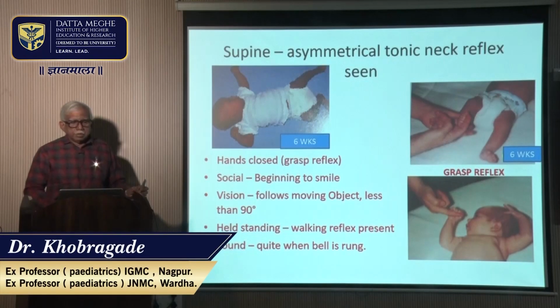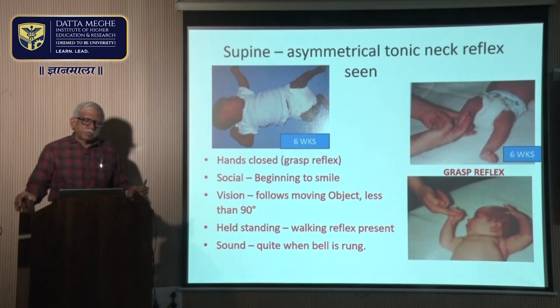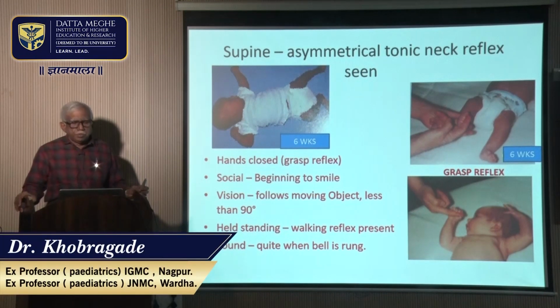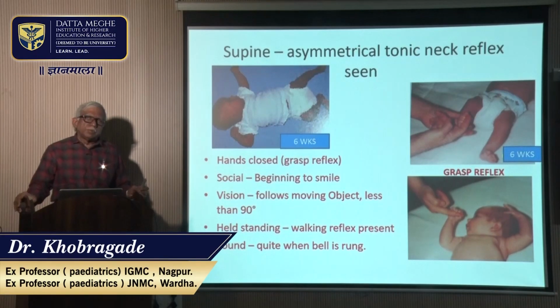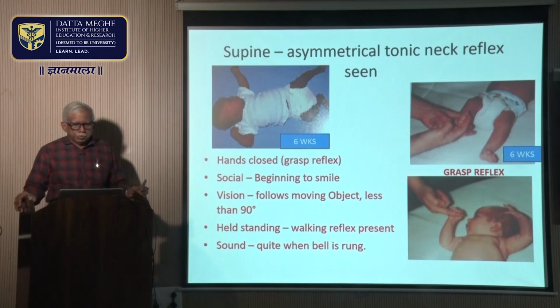Then in a 6-week-old child, you find that there is an asymmetric tonic neck posture. That means the side towards which the child's face is turned, there is an extension of the upper limb and the lower limb, and on the opposite side there is a flexion of the upper as well as lower limb. This is called the asymmetric tonic neck reflex. This reflex usually appears around 4 to 6 weeks of life and usually disappears by the time the child is 3 to 6 months of age.